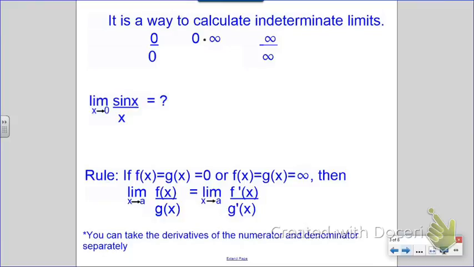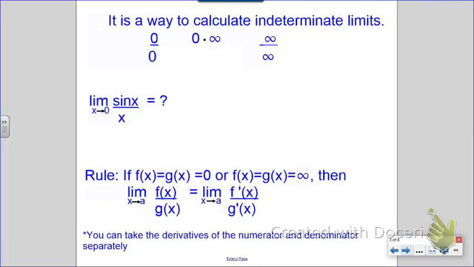L'Hopital's rule says if f of x and g of x are both equal to 0, or f and g are both equal to infinity, then the limit as x approaches a value of f over g equals the limit as x approaches that value of f prime of x over g prime of x. So this tells us that we can take the derivatives of the numerator and denominator separately without having to use the quotient rule. So, derivative of the numerator over derivative of the denominator.